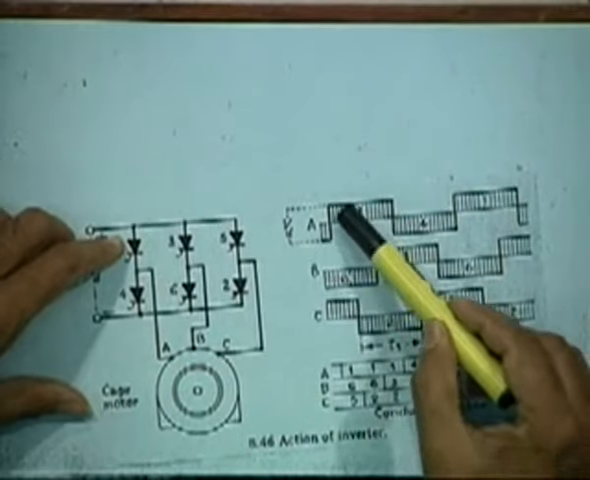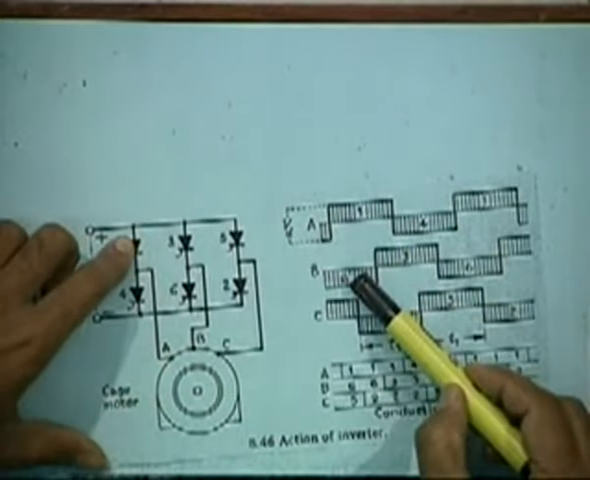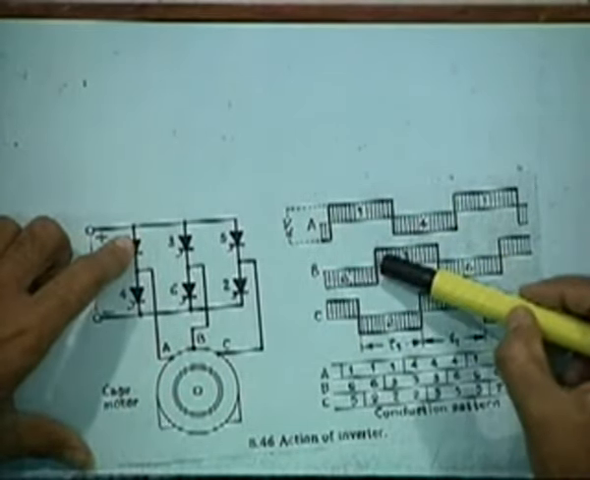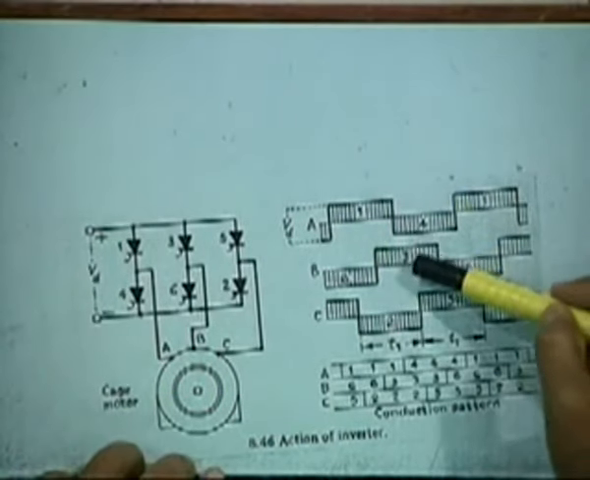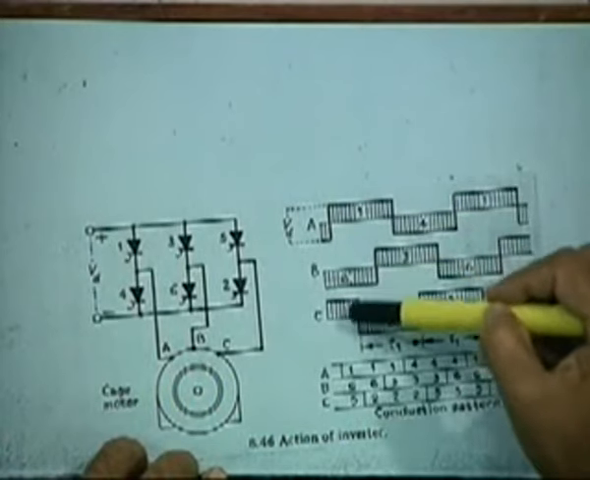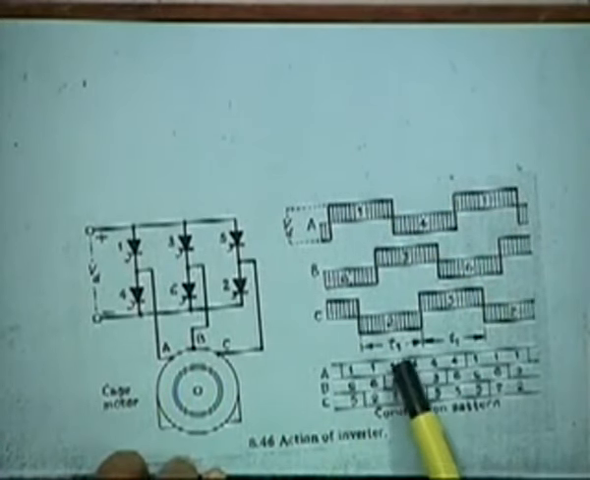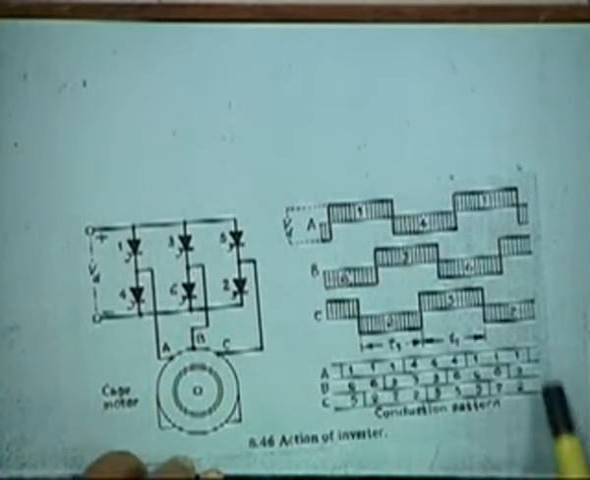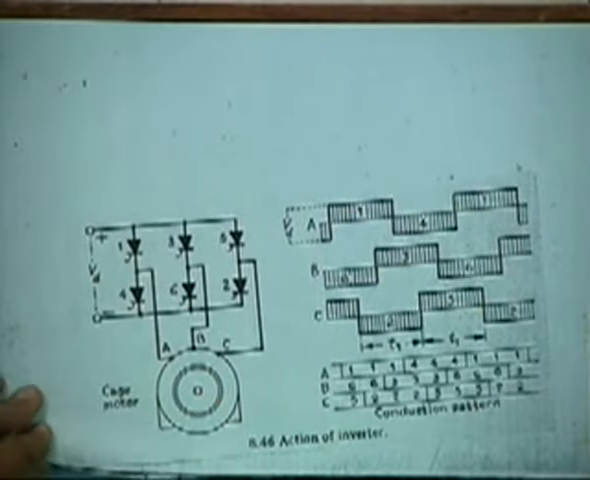You look at which are the switches. Here it is 1 and 6, and this portion is 1 and 3. And then these are the different: 1 and 6, 1 and 6, 1 and 3, 4 and 3, like that. So this is the conduction pattern for the inverter. Okay, so we will skip this.